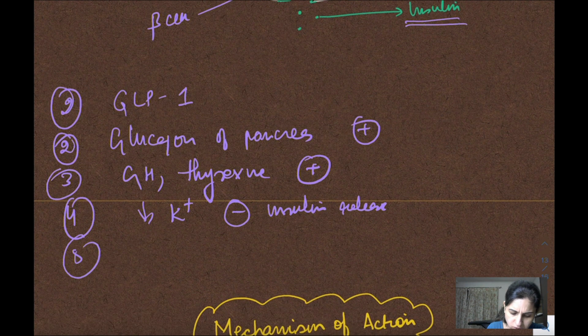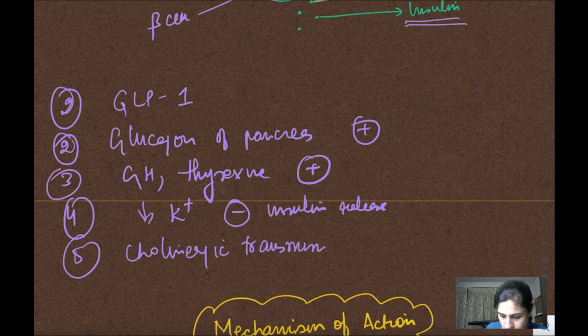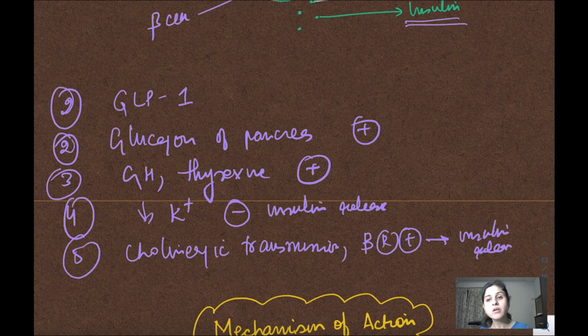Cholinergic transmission, cholinergic or vagus stimulation जो होती है, that is the vagal stimulation, or the beta receptor stimulation, also leads to insulin release. So these are a few factors which can cause the release of insulin, right?